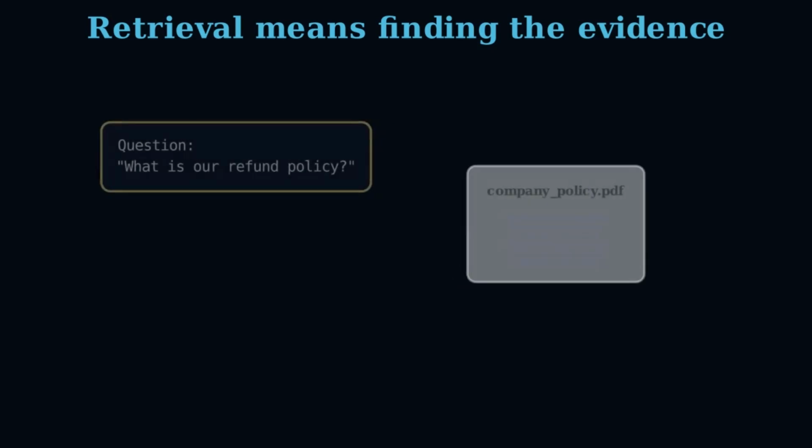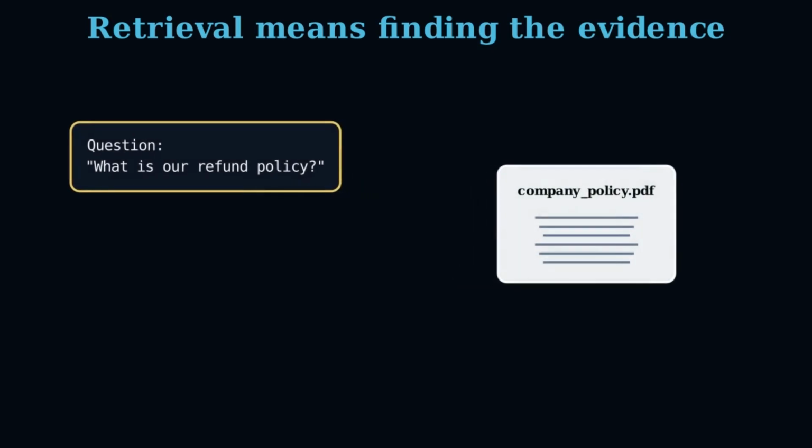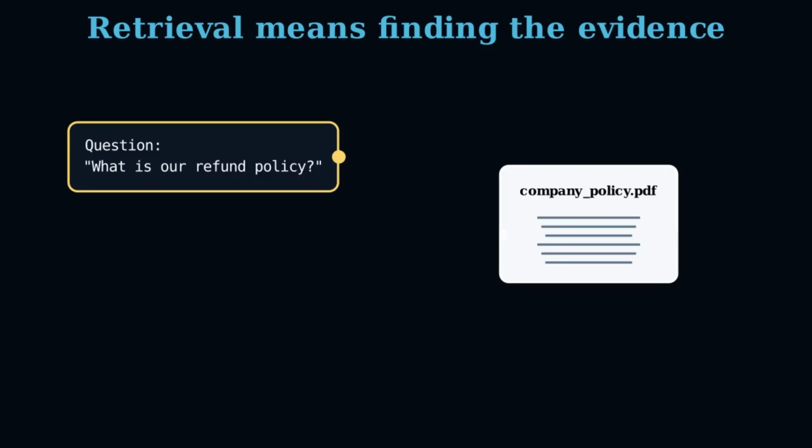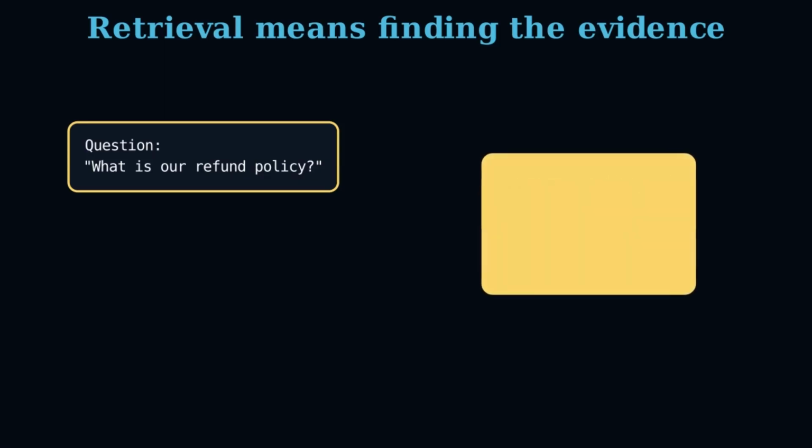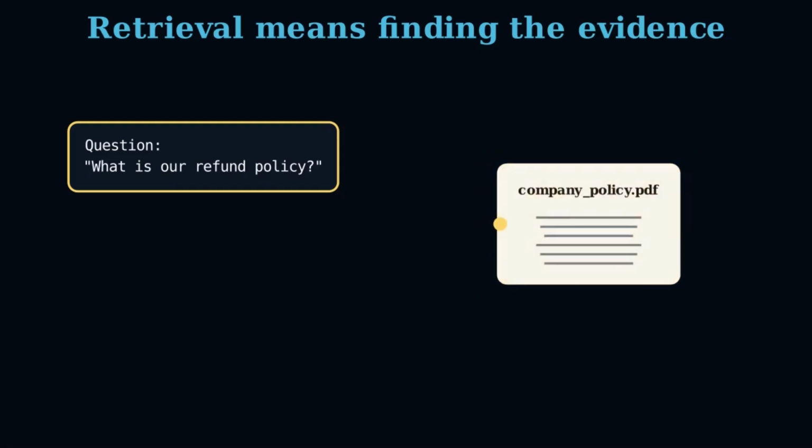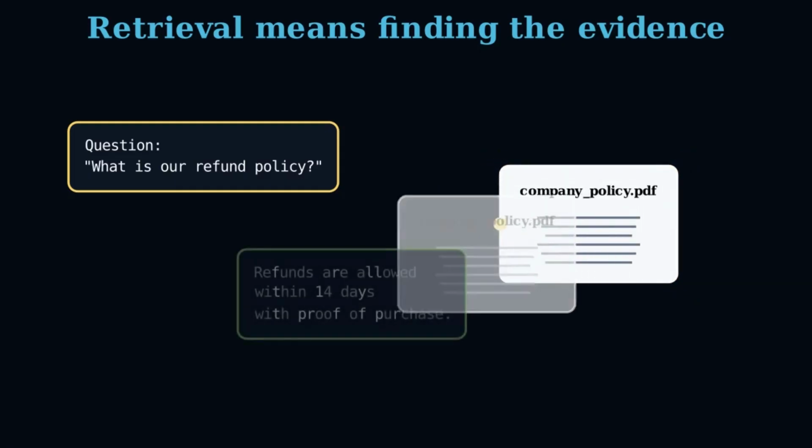The system looks at the user's question and asks which pieces of information are most relevant. It does not send the entire internet. It does not send the entire company folder. It does not send every page of every PDF. It searches for the small pieces that are most likely to answer the question. For our example, it finds this line: refunds are allowed within 14 days with proof of purchase. Now the system has evidence.